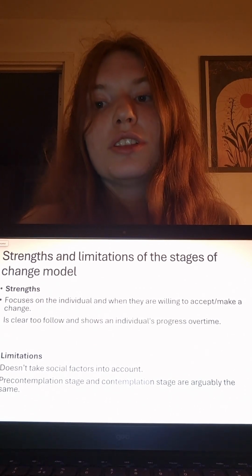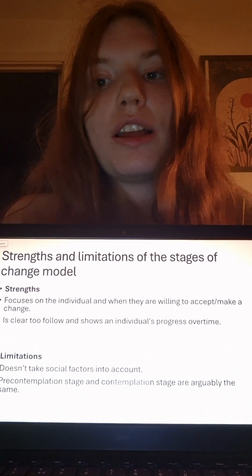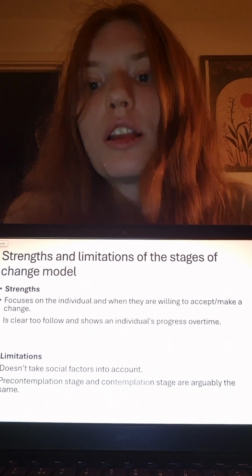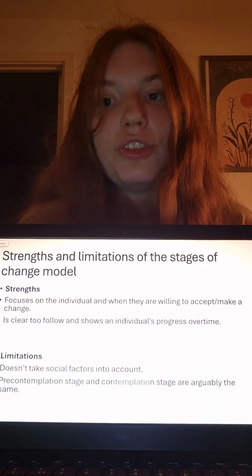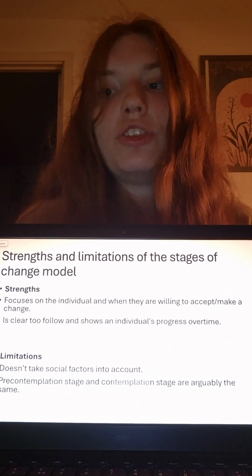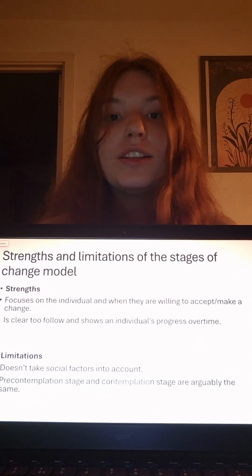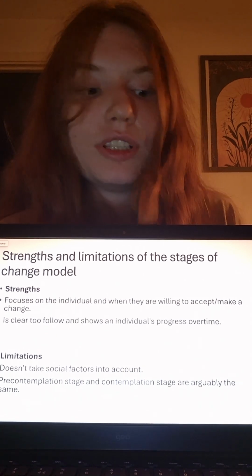The limitations. It doesn't take in effect social factors, as well as the pre-contemplation stage and the contemplation stage are arguably the same, not giving a clear differentiation of the differences.